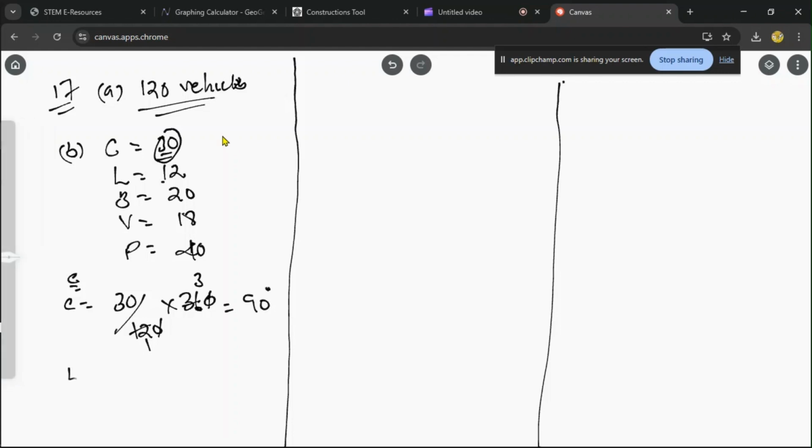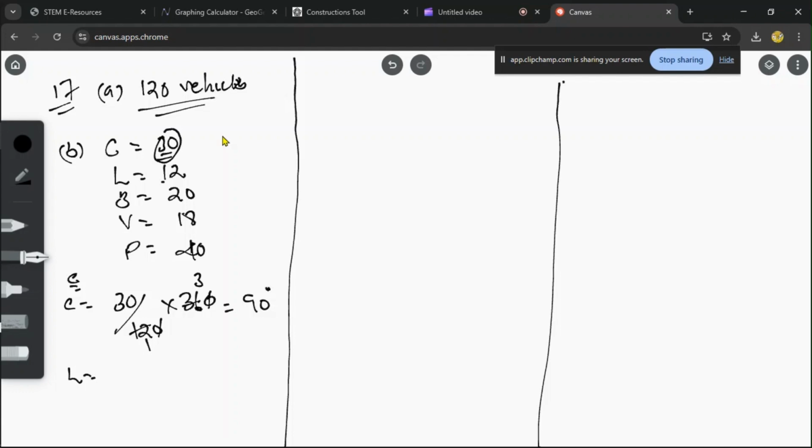The same thing for lorry. How many lorries do you have? 12. All over the total number of vehicles, which is 120. Then I multiply by 360, because this is the angle that is to be shared among the vehicles. That is why we keep on multiplying by that. 120 goes into 360 three times. So 3 multiplied by 12 gives me 36 degrees. You can go ahead and get the rest.